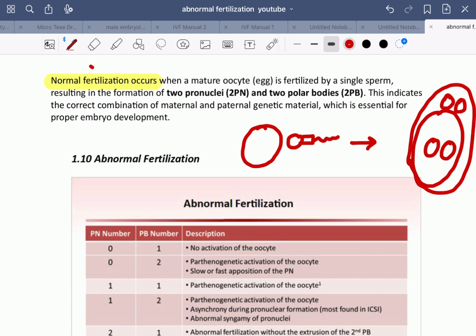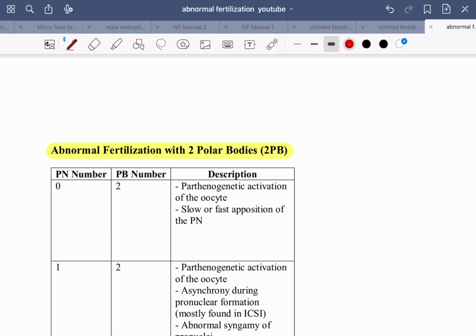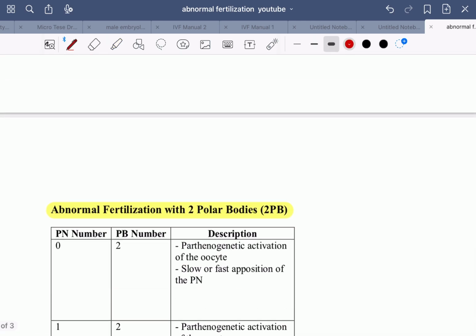Now we'll talk about abnormal fertilization. So see, this is from ASRM. First we'll see the abnormal fertilization with two polar bodies. Okay, that means two polar bodies have been extruded.